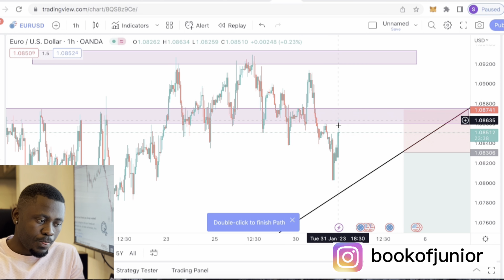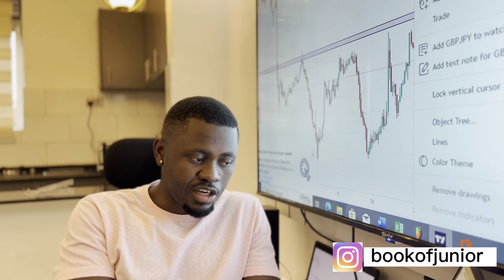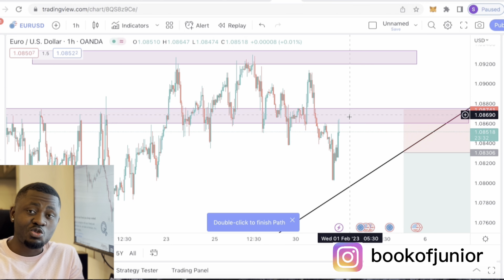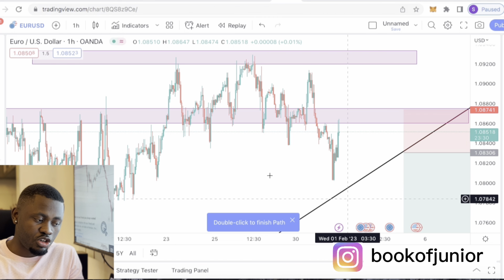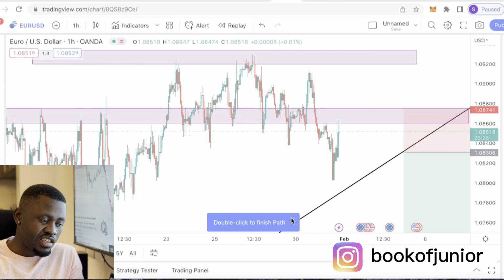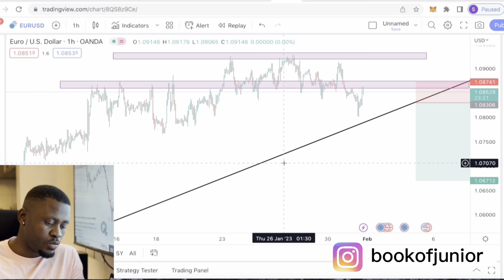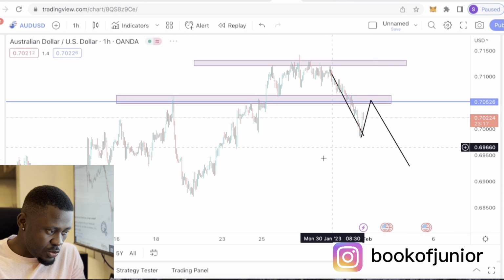Some can take trades right here, but it's always good to wait for price to come to your zone. Me, I would have taken the trade because this was my zone. But for you as a trader watching me, you can decide to wait for price to come to your trend line. So our trend line is now our zone. It's our point of interest. It's the same thing with this AUD USD.